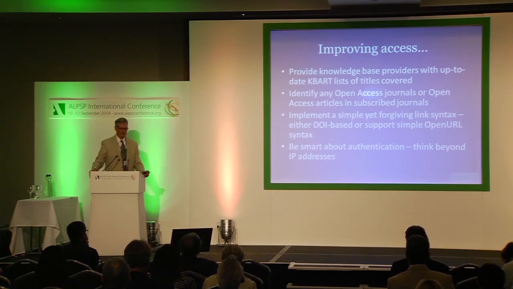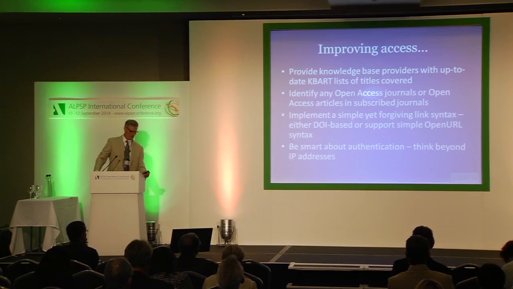And then improving access. So now they've found your stuff, then the question is, how do you get the user to it? So link resolvers are still around. Make sure that you're providing KBART lists. Make sure those lists are up to date. Again, every 6 months probably isn't good enough. Your new journals will not be found. Your old journals will lead to dead links and frustration.